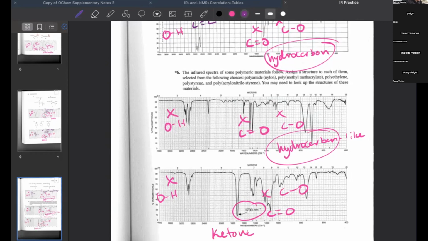Let's double check for aromaticity. No overtones, no 1600 or 1450. No. Oh, the one above it, we do have overtones. I think that is 1600, 1450, C double bonded C, and we do have some out-of-plane bending. So this would be aromatic.